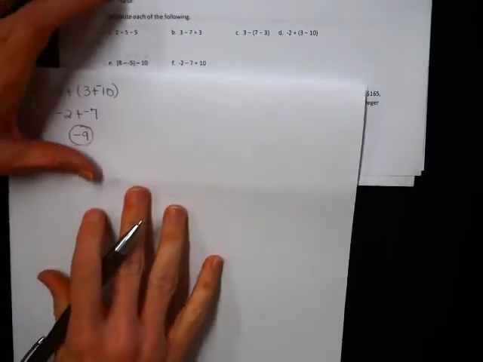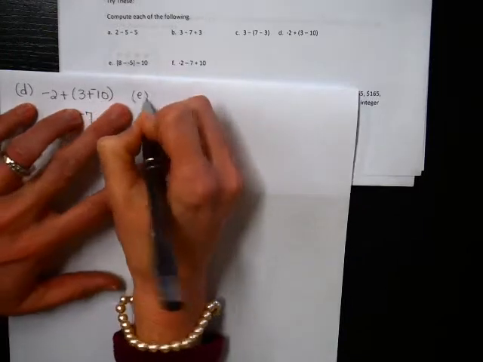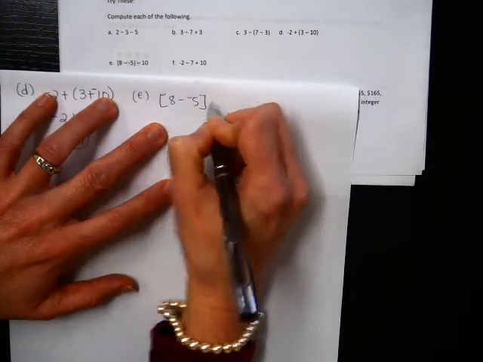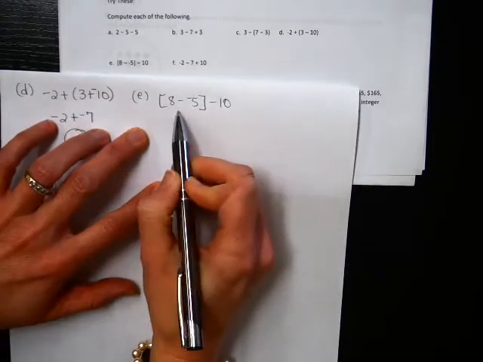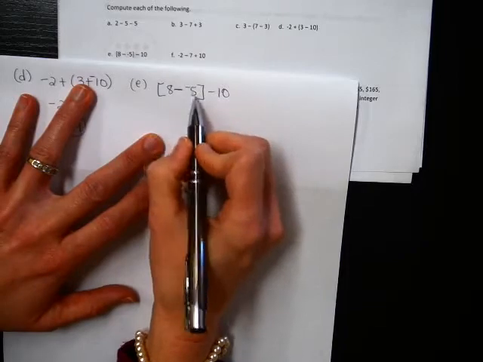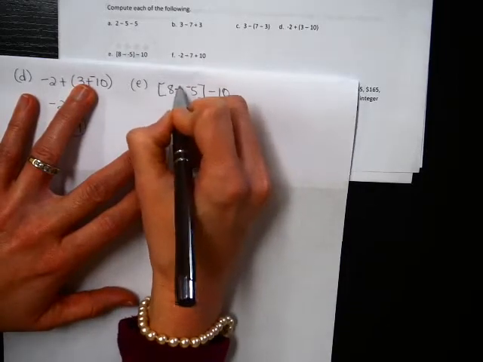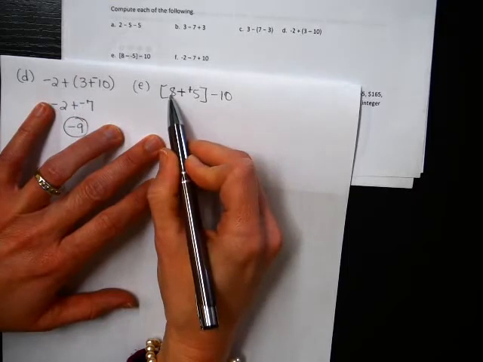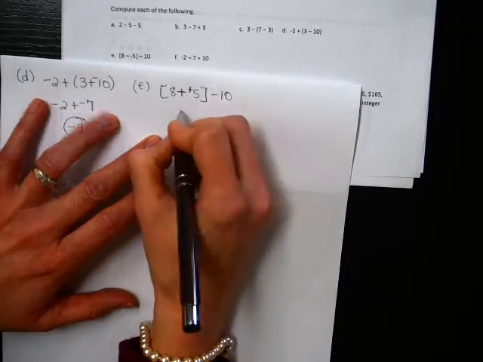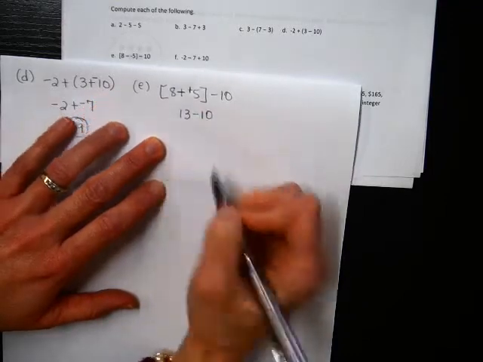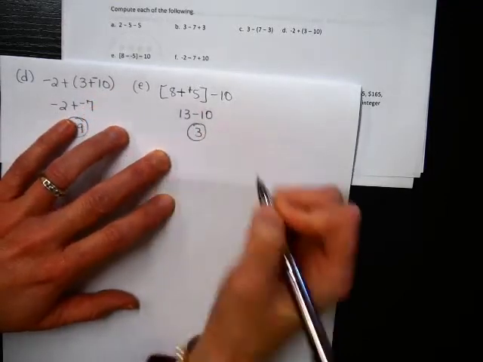Okay, so for E, I'm going to work inside my bracket first. Following order of operations, I work inside of my bracket first. And so 8 minus negative 5 is really 8 plus positive 5. So signs are the same. I'm adding. Signs are the same. I'll add and keep the same sign. So positive 13 minus 10. Well, 13 minus 10 we know is 3.